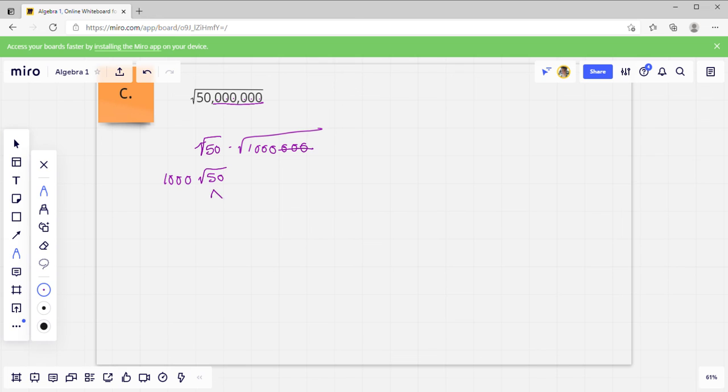And then our 50 we can break down into, let's see, 25. And our 25 breaks down into 5, so we multiply that times 1,000. So you should have 5,000 times the square root of 2, and that's the answer to that one.